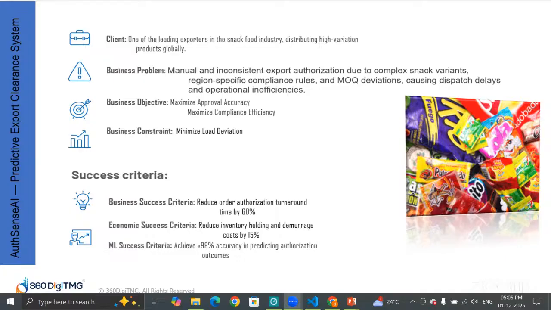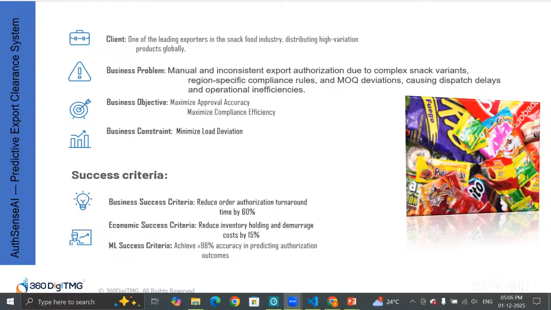Economic success criteria: reduce inventory holding and demurrage cost by 15%. With accurate predictions, the warehouse avoids unnecessary delays. Machine learning success criteria: achieve more than 98% accuracy in predicting whether an order will be approved, pending, or unknown. This high accuracy ensures trust in the model's decision. So, this is something with respect to the business problem, objective, and constraint, along with the success criteria.